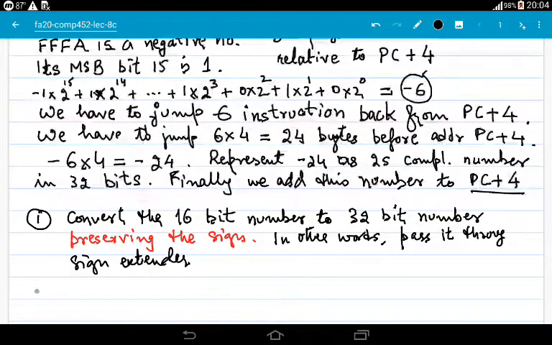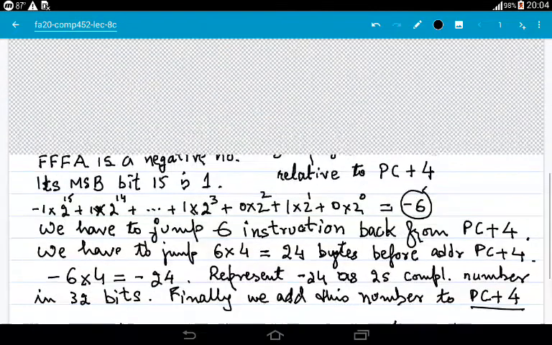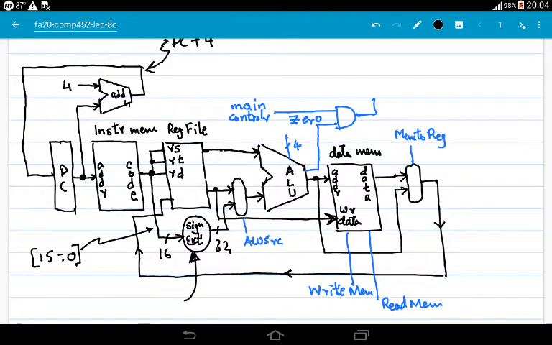So the second thing that we need to do is shift left the sign extender output by 2 bits. This is equal to multiplying the number by 4. Okay, so what we do is we come back here, and look, this was the number which was going into the lower input of the ALU source mux.